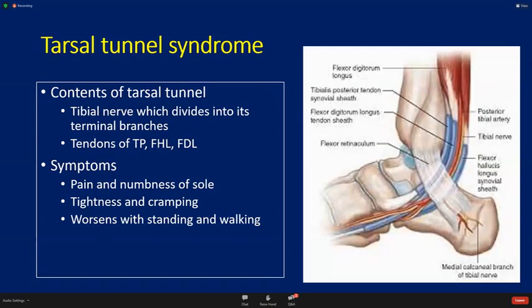So tarsal tunnel syndrome involves a relatively lax tunnel. It is not a very common phenomenon. Here, this is the most common site where the nerve tends to have a compression neuropathy. The tendons of tibialis posterior, FHL and FDL go along with the tibial nerve, and it is within this tunnel that the tibial nerve divides into its branches. The patients usually have pain and burning paresthesias of the soles, along with tightness and cramping of the foot. And this is usually managed conservatively.